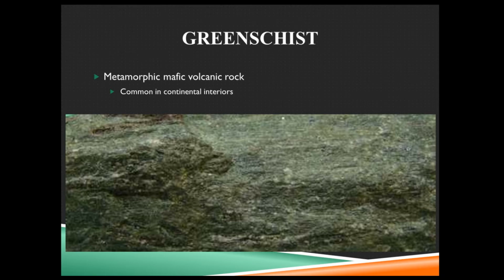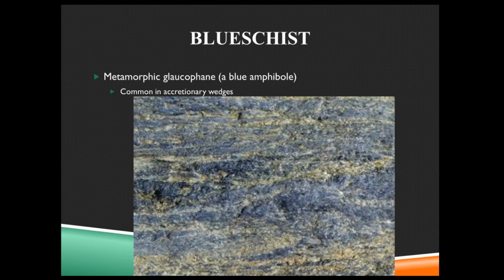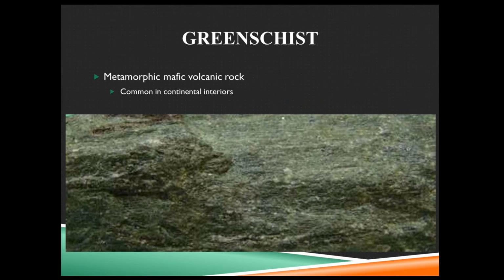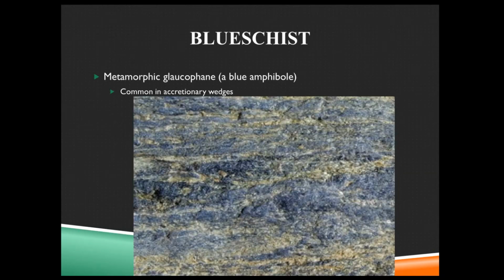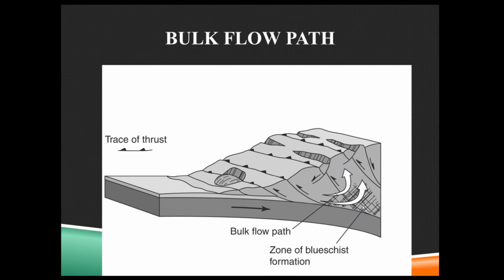This is metamorphic mafic rock from volcanic material. Out in the ocean, at the accretionary wedge, we get blue schist. Think oceans in blue. This is metamorphic glaucophane. It's a blue amphibole, and it forms in the accretionary wedges, which are full of sediment with a little bit of basaltic material mixed in, pressure and temperature, and we get blue schist. So green schist, continental interiors, blue schist, accretionary prisms, accretionary wedges. So again, that's right down here, kind of in the deep, high pressure parts of that accretionary wedge.